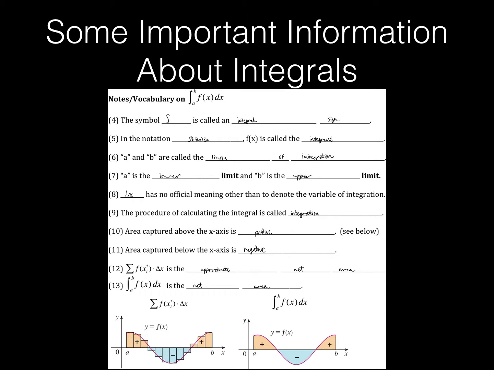The procedure of calculating the integral is called integration, and the area above the x-axis is positive while the area captured below the x-axis is negative. The summation of f of x sub i times delta x is the approximate net area, and the integral from a to b of f of x dx is the total net area.